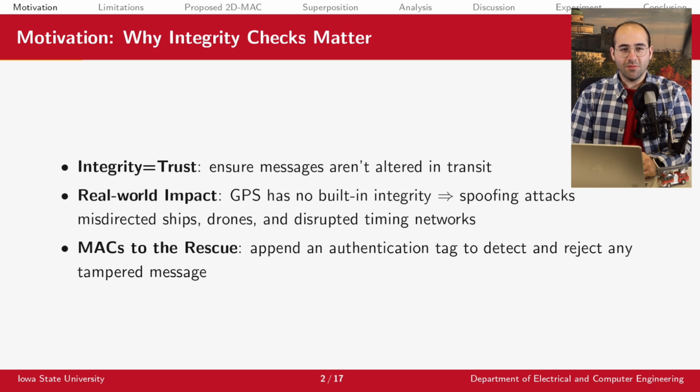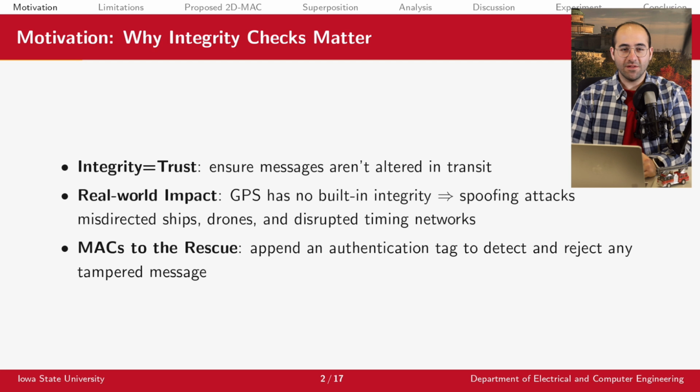Well, in any communication systems, whether it's GPS, cellular networks, or satellite links, data packets travel through channels that are often unreliable or subject to adversarial interference. Without a way to verify integrity, attackers or just noise can tamper with packets. This means a receiver may unknowingly process corrupt information. To prevent this, we attach a message authentication code to each packet. The MAC acts like a digital fingerprint. If the packet contents change en route, the MAC won't match, and the receiver will discard the packet.